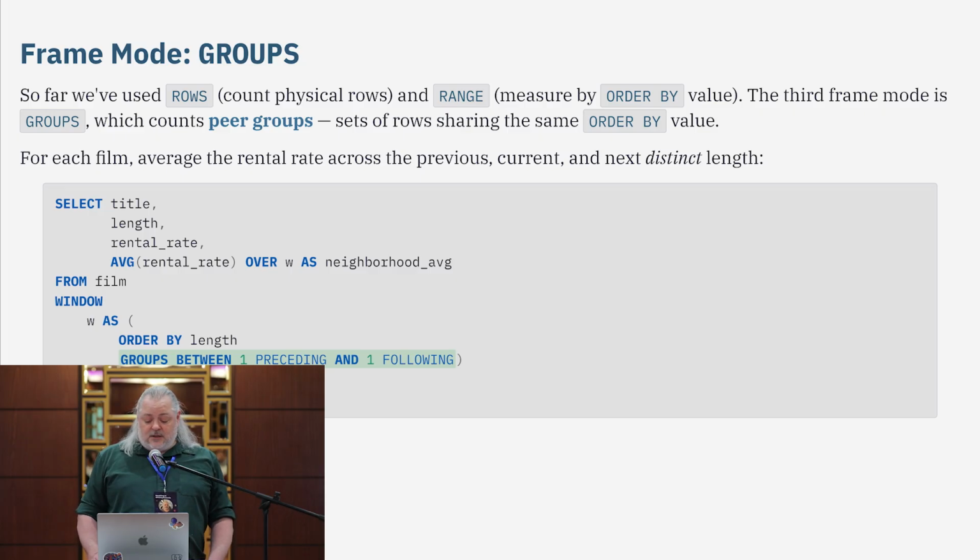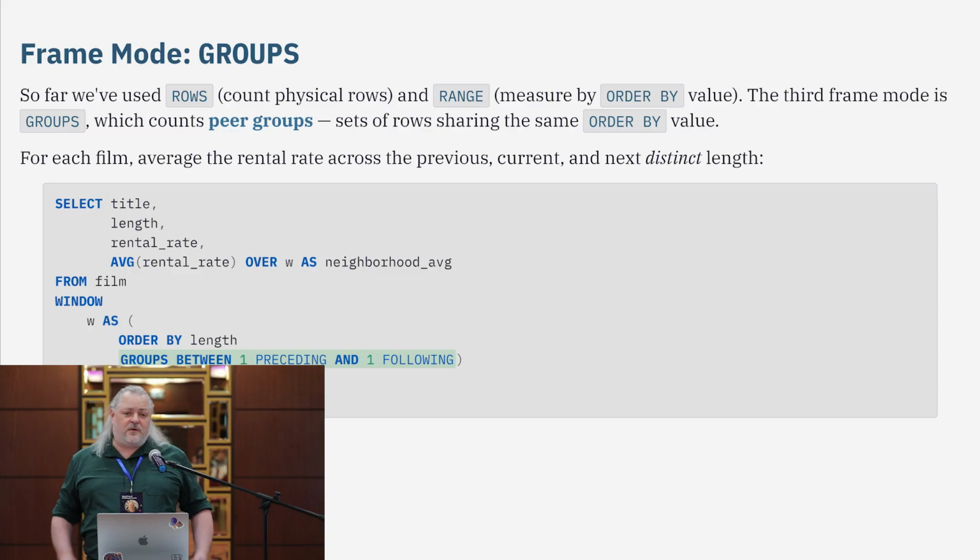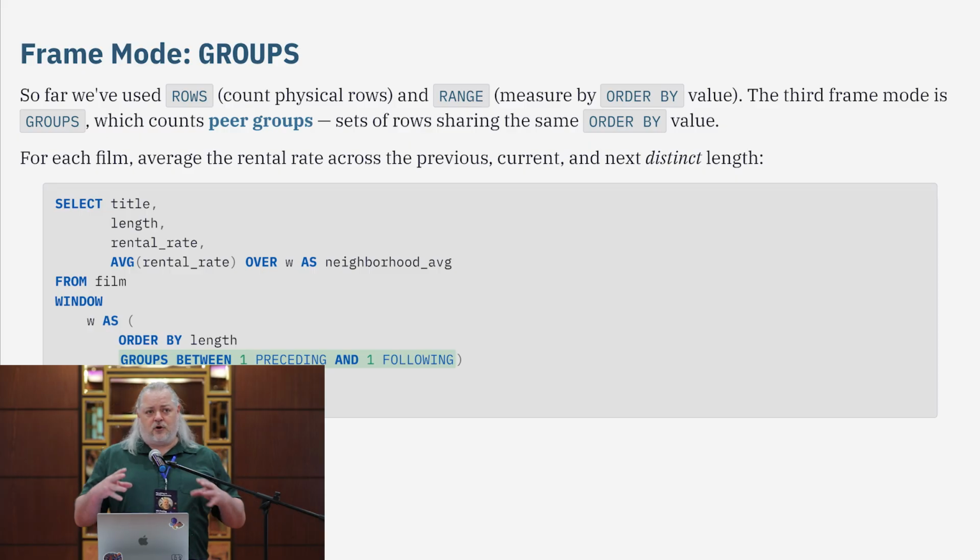Okay. So the next frame mode, so we've seen rows and we've seen range. There's also groups. And this one is a little bit more complicated to explain. We've only implemented this recently. I don't remember which version of Postgres added the groups, but it wasn't in the original implementation of 8.4. It's a little bit harder to explain, but basically it takes all peer rows and groups them together.